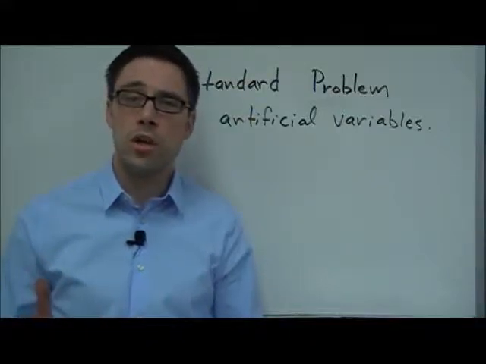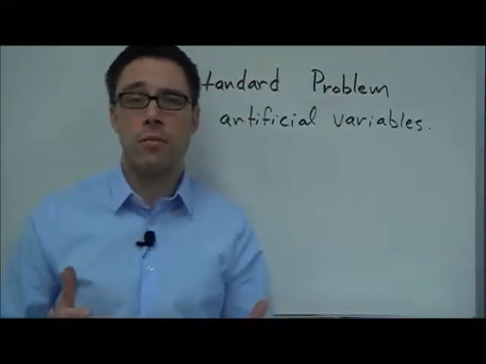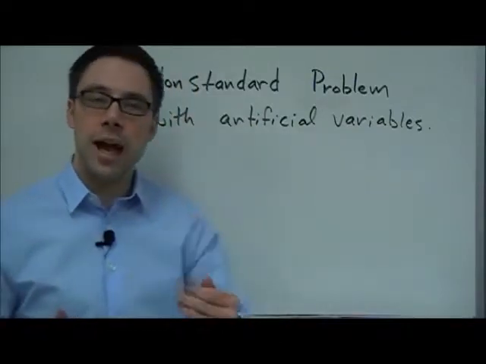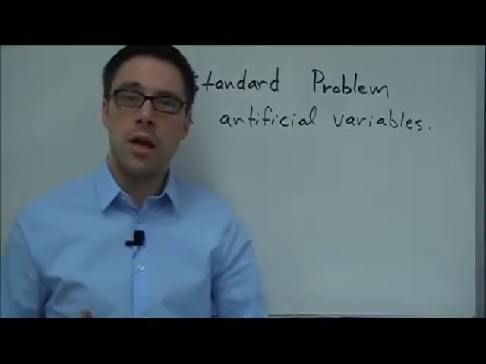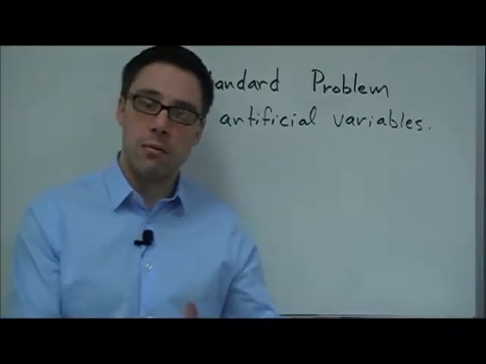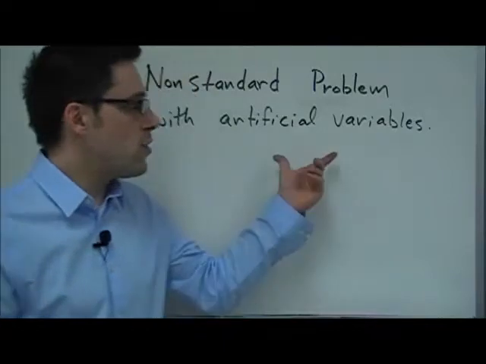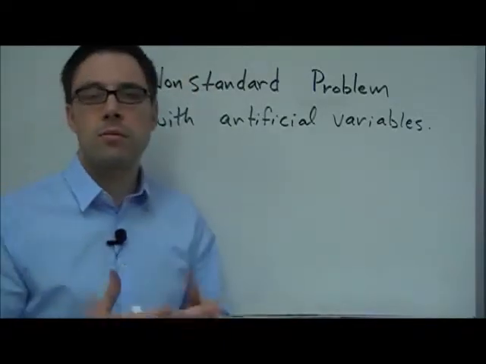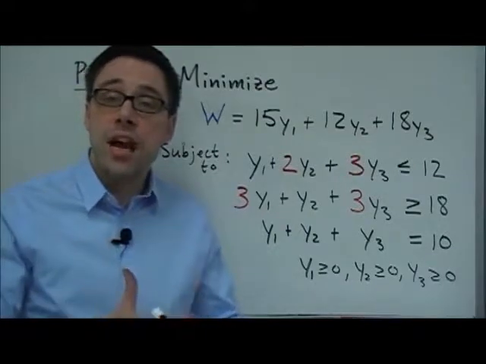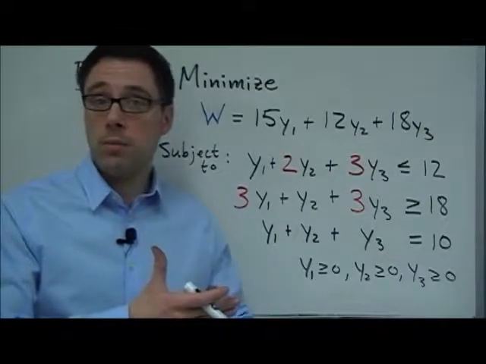In this video, we'll look at a non-standard linear programming problem where we include artificial variables alongside slack and surplus variables. The procedure is exactly the same as other non-standard problems, except when we have artificial variables included, we have to be a bit more careful.